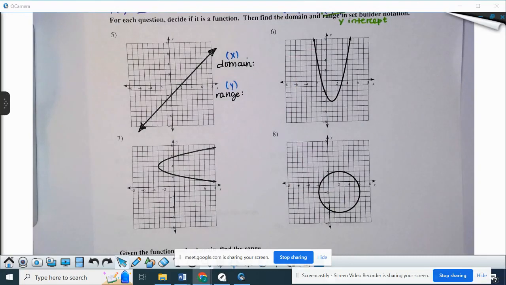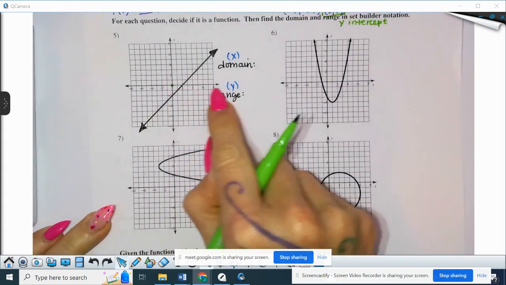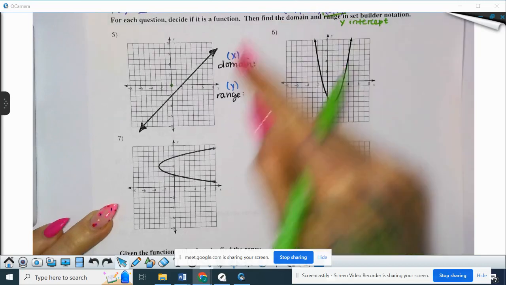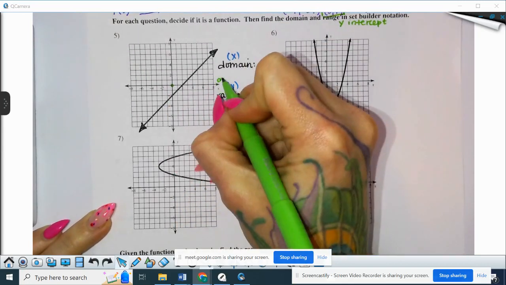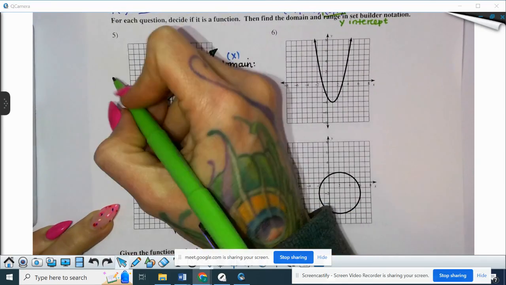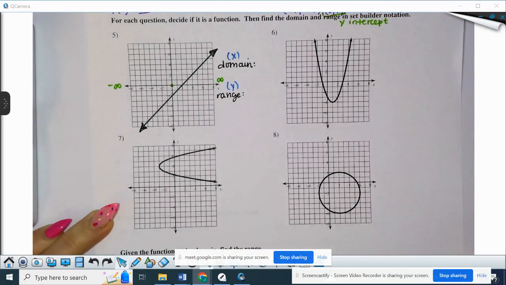And domain just means I'm looking left to right. So how far does this graph go to the left and right? And I would say relative sort of to the 0, like if you start at your origin, if I look to the right, this graph has an arrow pointing to the right, so it's never going to stop. There's not like an end point, but I'm looking to the right, so that's going to be our positive infinity. And then I want to look to the left, and again, there's another arrow, so this is going to be my negative infinity.